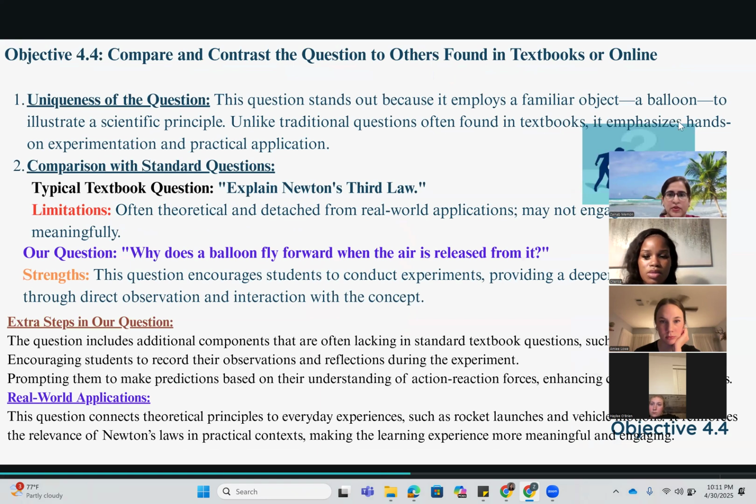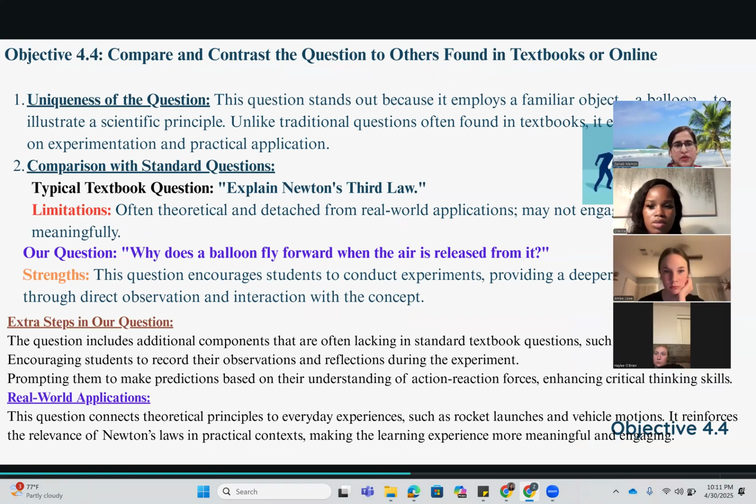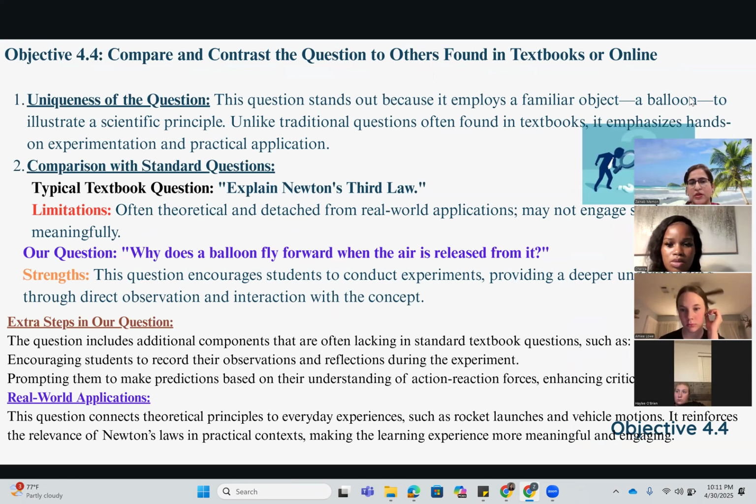Compare and contrast the question to others found in textbooks. Yes, this question is unique. This question stands out because it employs a familiar object, a balloon, to illustrate a scientific principle. Unlike traditional questions often found in textbooks, it emphasizes hands-on experimentation and practical application.